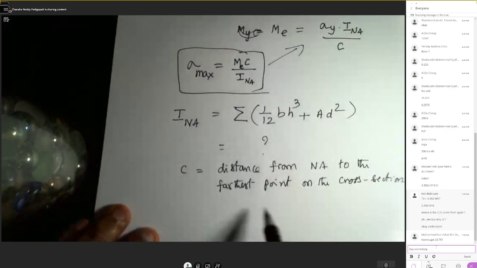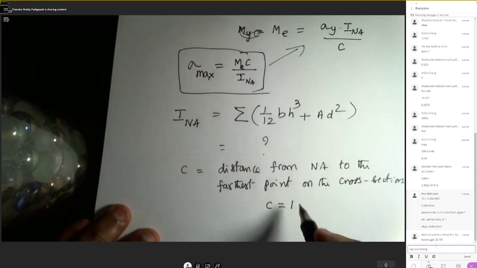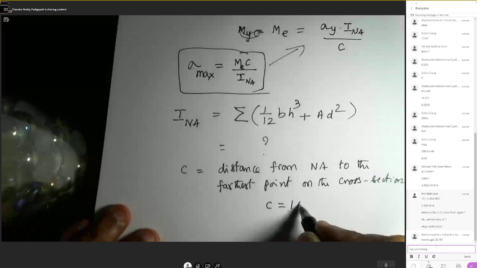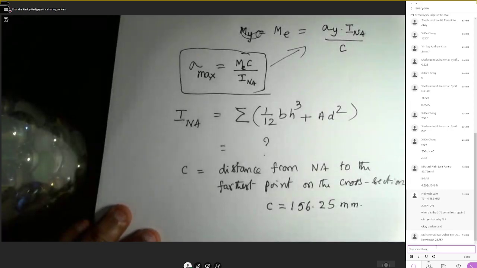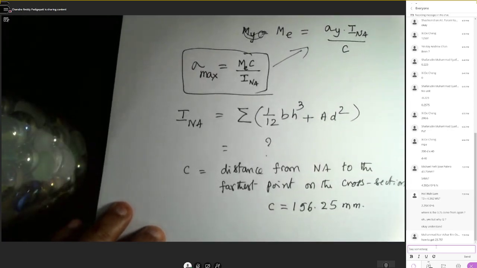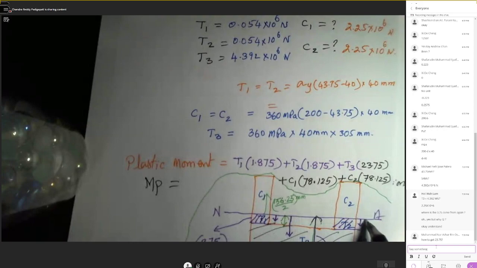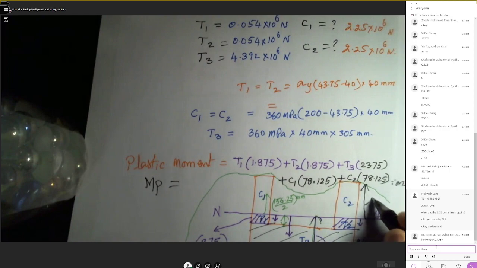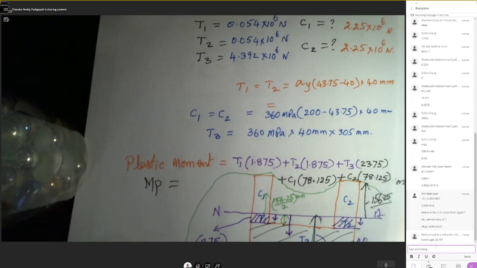So that C in this scenario, if you see our neutral axis, the farthest point will be from the neutral axis to the top of the cross section, which will be 156.25 mm. So you need to go all the way to the outer fiber. This distance will be 156.25, because the total is 200, so 200 minus D, which is 43.75.